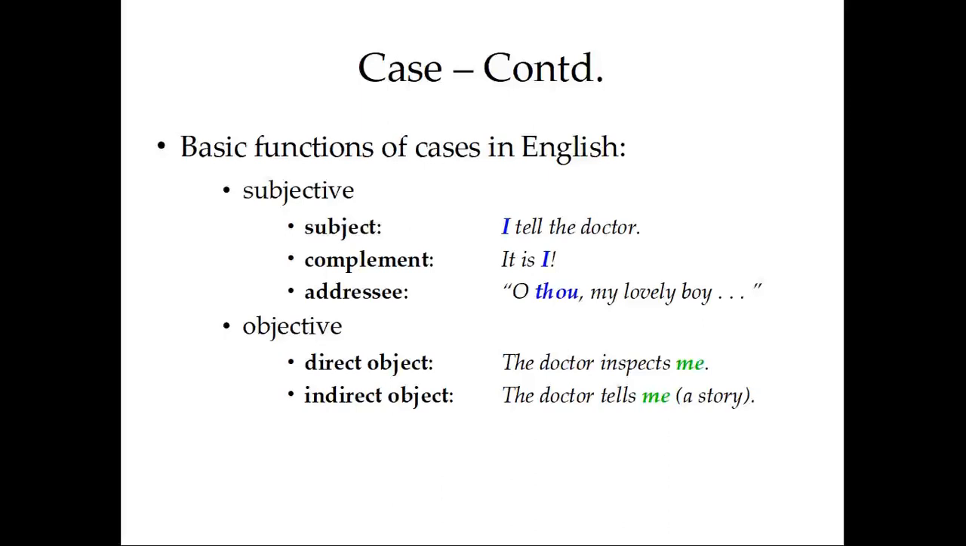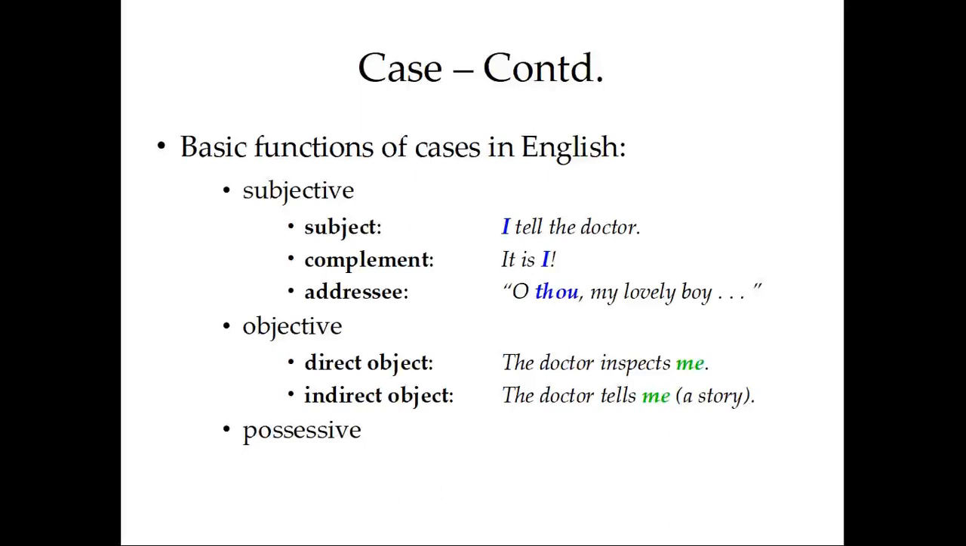And sometimes using prepositions like to or for can help us tell direct objects apart from indirect objects. So for instance, we could rephrase the doctor tells me a story as the doctor tells a story to me. There it becomes very clear that the me is an indirect object of the action being described. But in both these cases, direct objects and indirect objects, we use the objective case. There's only one form in English, one case.